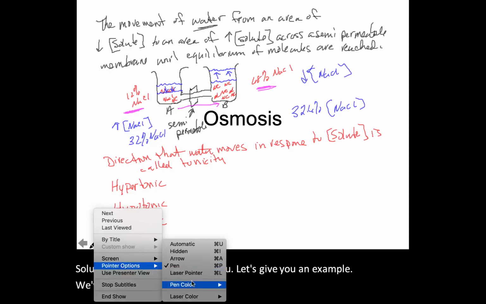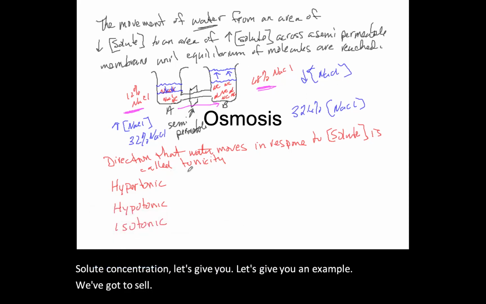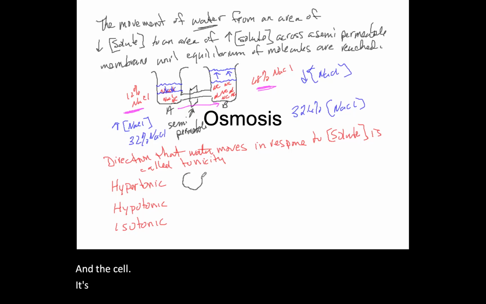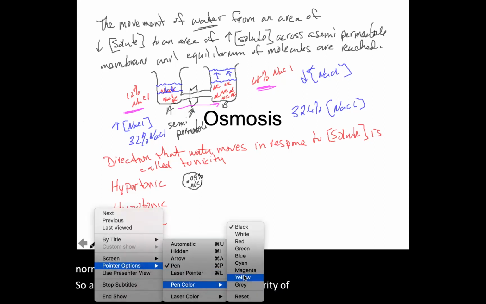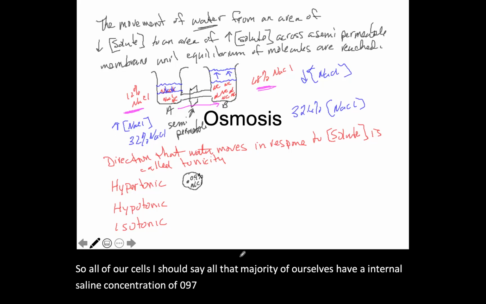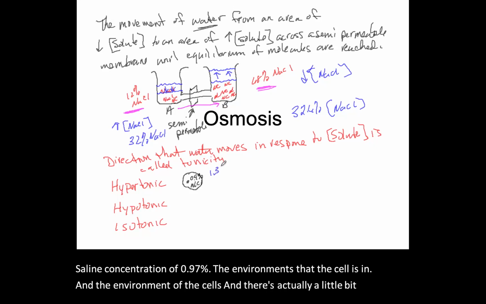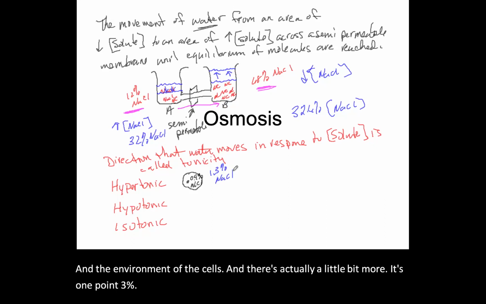We've got a cell, and it's a normal happy cell right here. All right. And it has 0.9% sodium chloride. Now, let me be clear. 0.9% is normal saline for a cell. 0.9 is normal. All right? So the majority of our cells have an internal saline concentration of 0.9%. The environment that the cell is in is actually a little bit more. It's 1.3% sodium chloride.